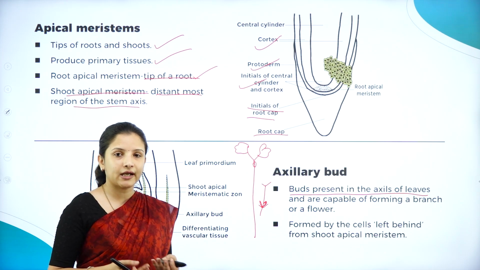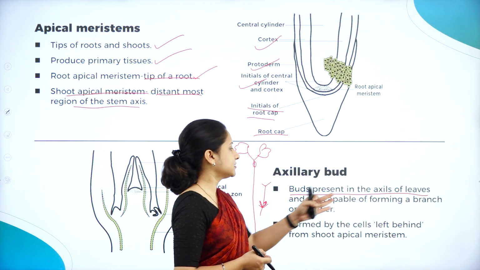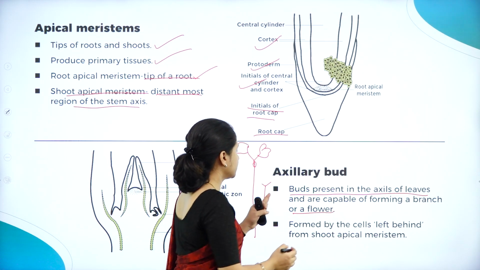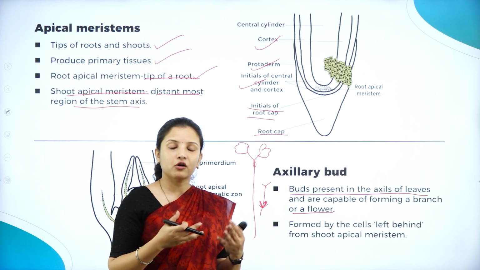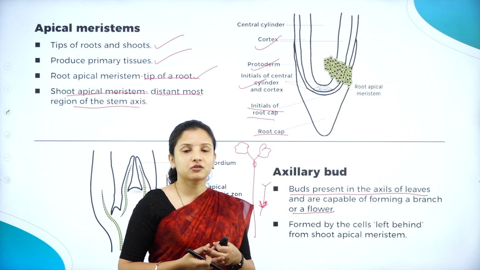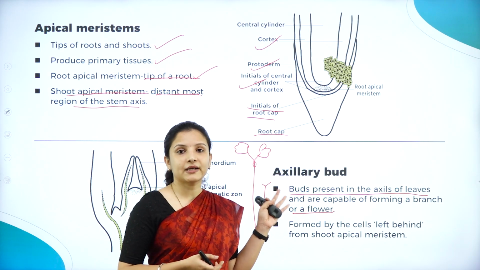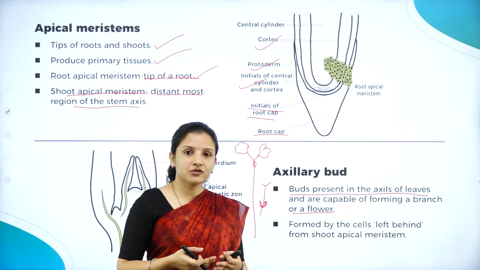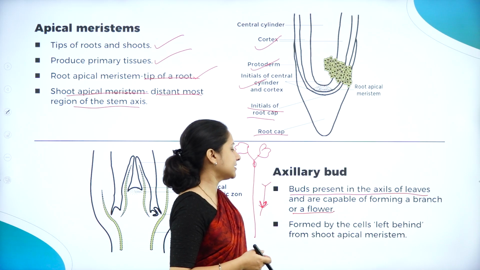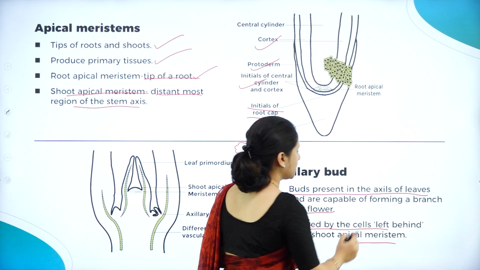not just at the tip but also at the axils of the leaf, because you know that flower arrangement can also take place at the axils of the leaf. Buds present in the axils of the leaves are capable of forming a branch or a flower. So, as I told you, they also help in the branching of the stem, and also in the formation of the flower. That is why it is called the axillary bud. At the tip as well as at the axils, these actively dividing meristematic cells are present. And why is it called a shoot apical meristem? Because it is present in the shoot. And it is formed by the cells that are left behind from the shoot apical meristem. So this is about the shoot apical meristem.